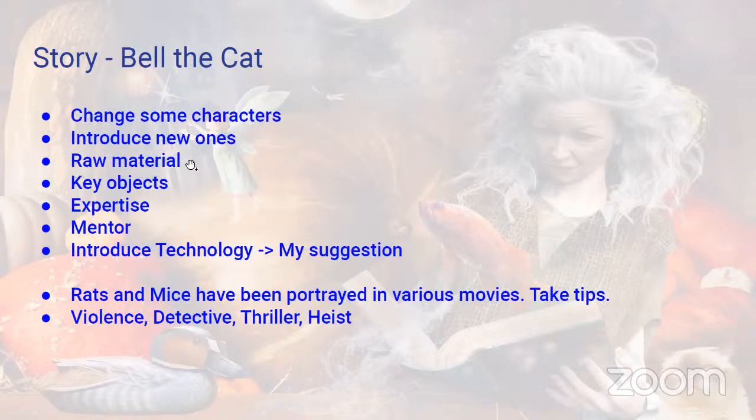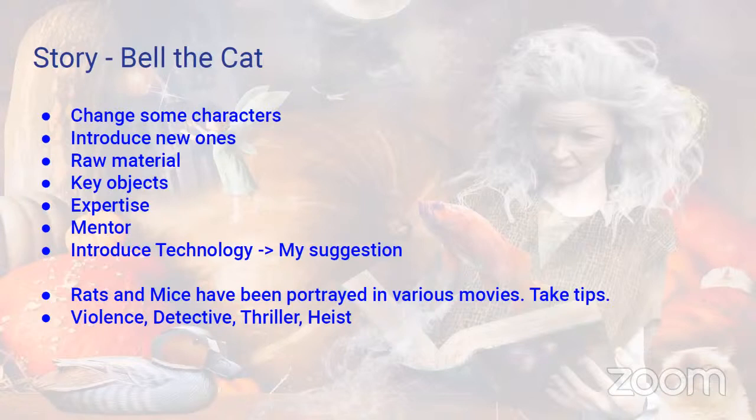What is the raw material required to make the cat sleep for a longer duration? Key objects. What is the expertise? How do you get it? There is always a mentor, a person who guides you. It can be a mouse or a rat or some other animal having a similar situation who came back. Basically, how do you get that information? You can introduce technology. That was my suggestion. My idea was that the rats or the mice can actually order a small bell to that address. And once the bell comes, the owner will have only the choice to bell the cat because it's a free gift. Why not? Right? Something simple.